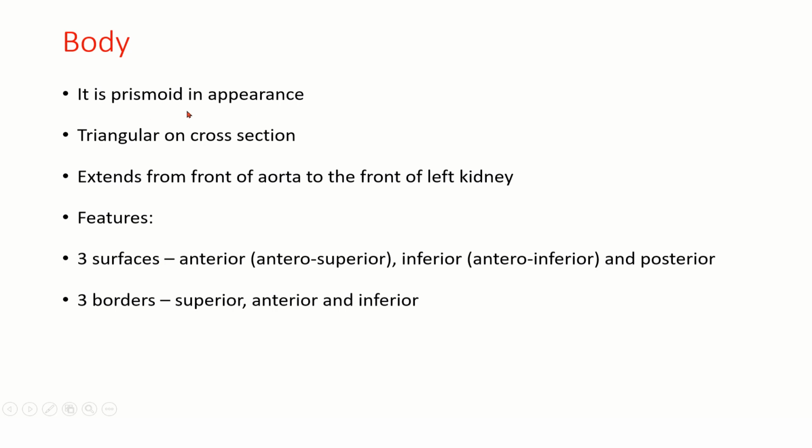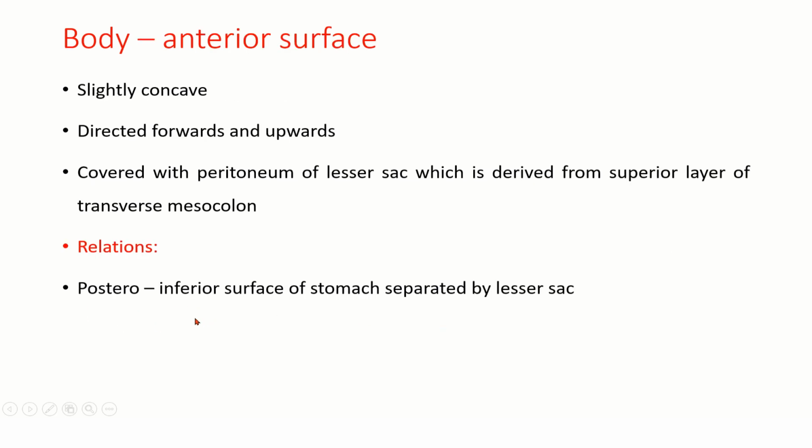Body: it is prismoid in appearance, triangular in cross section, extends from the front of the aorta to the front of the left kidney. Features: three surfaces: anterior surface, otherwise called anterior superior surface; inferior surface, otherwise called anterior inferior surface; and posterior surface. Three borders: superior border, anterior border, and inferior border.